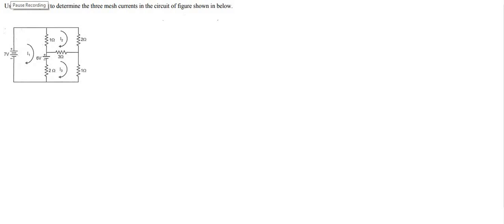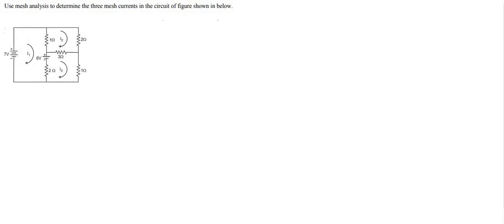Hello everyone. So in this video we will solve problems using mesh analysis. So in this first problem, we are asked to find the three mesh currents in the circuit shown below. So we have three loops here.